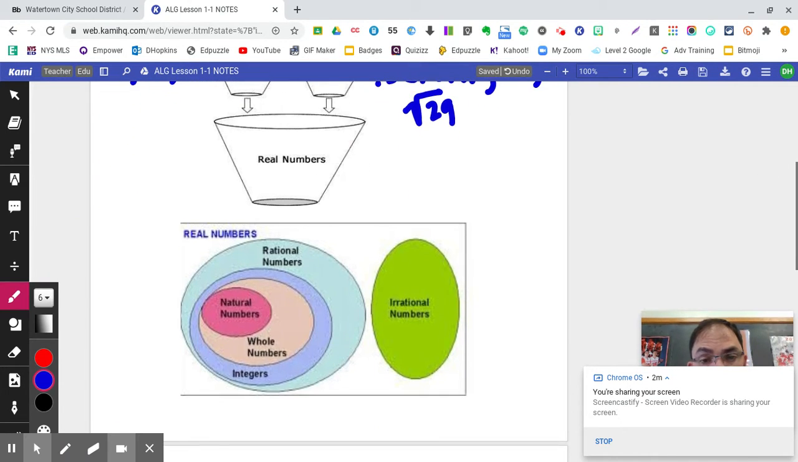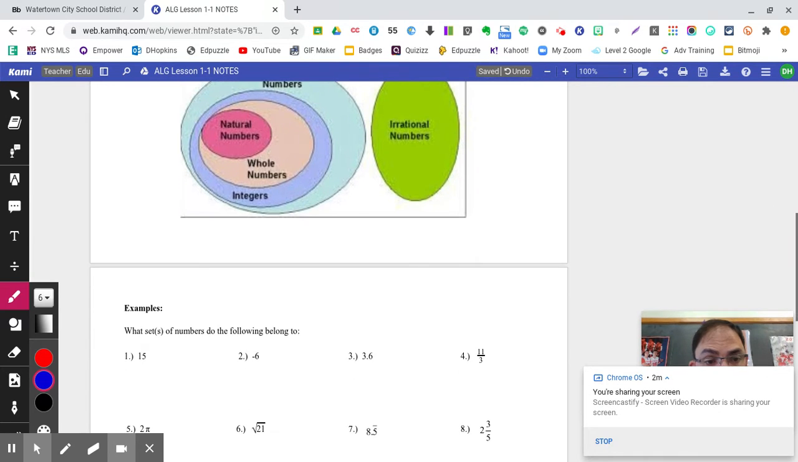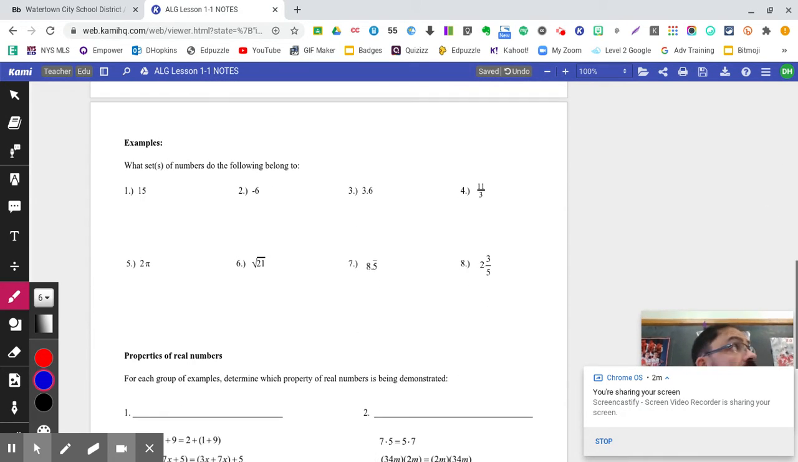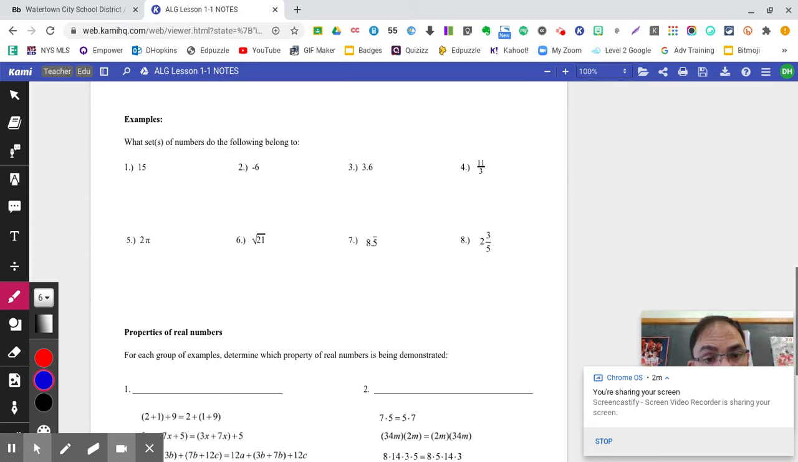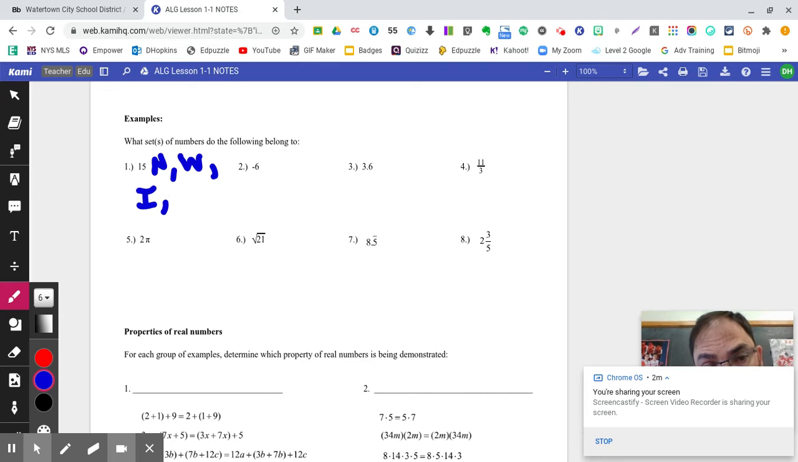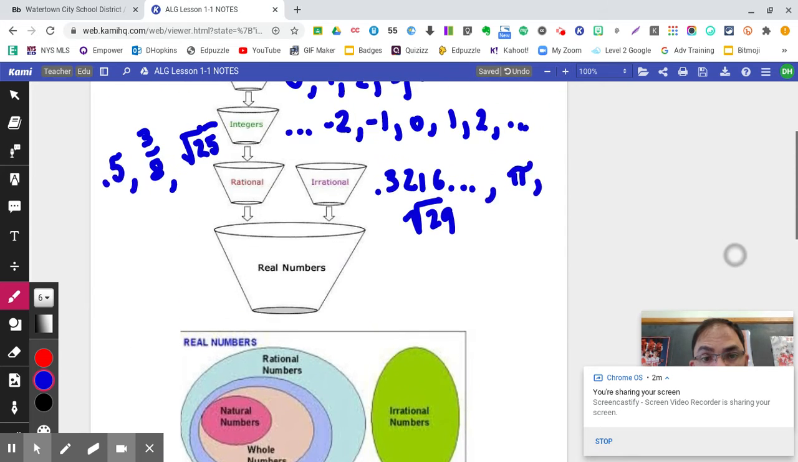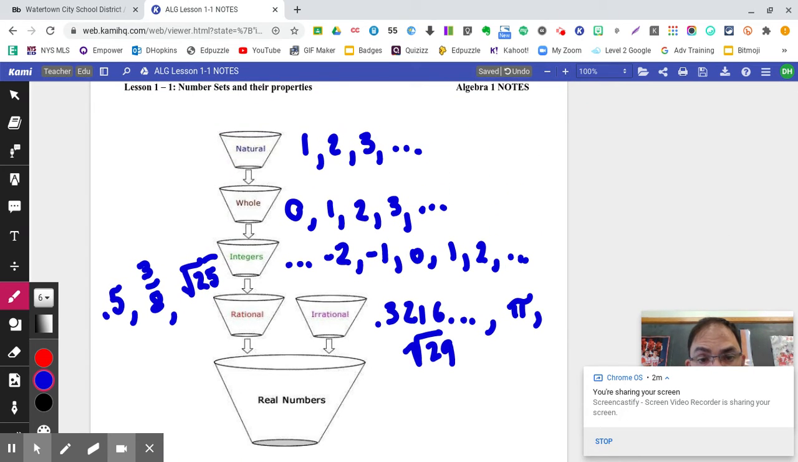Here's another picture for you to look at. So some examples. 15. Where did we find that up here? 15 was a natural number. It's a whole number. It's also an integer, and it's rational. So it can be in multiple sets. So we said natural, whole, it's an integer, and it was rational. -6, on the other hand, is not natural, it's not whole, but it's an integer and it's rational.